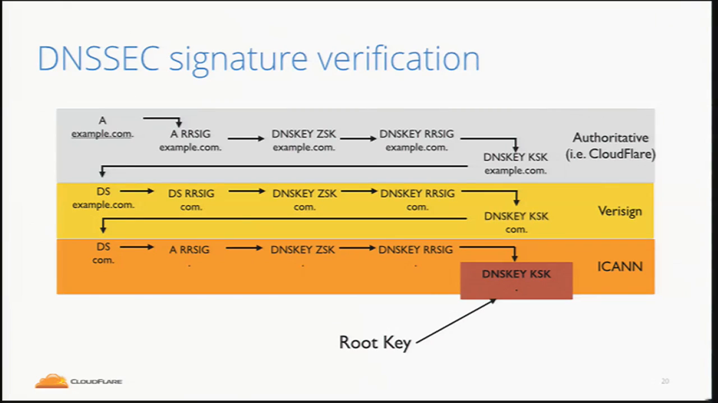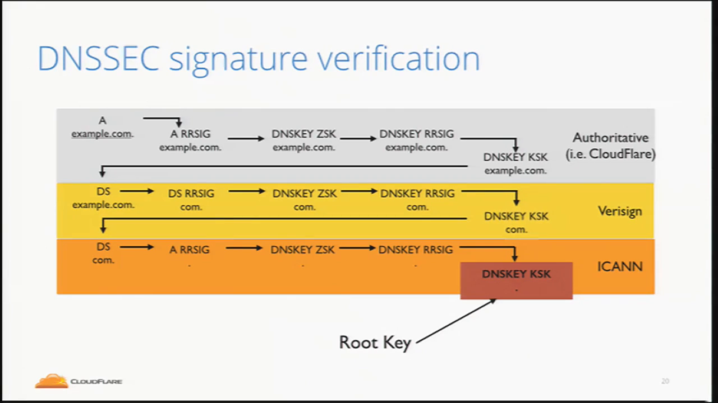Now, this is the chain of trust. It looks very long and kind of complicated, but I'll quickly walk through it. If you have example.com as your request, it has a signature signed by a key, which is signed by a signature, signed by a key, and all of this is on the authoritative server.